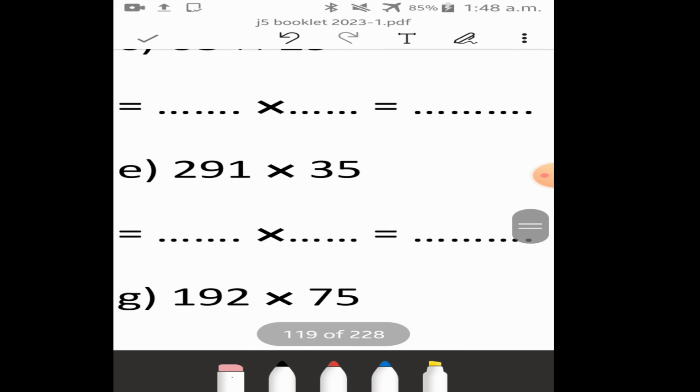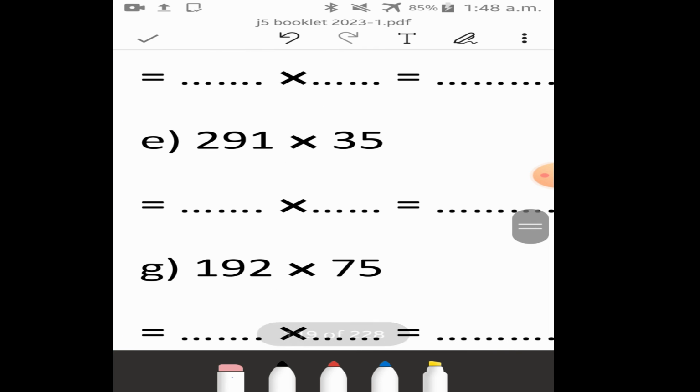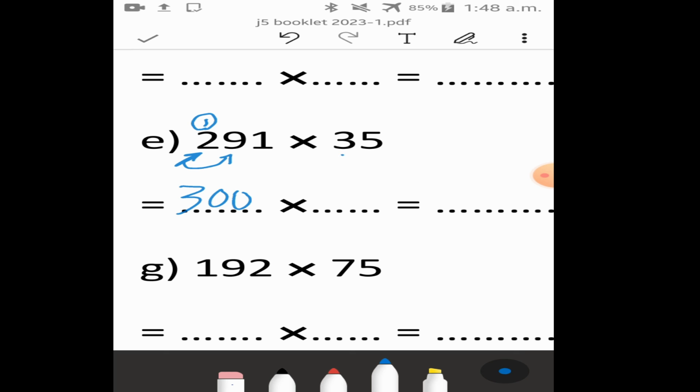if we have 291 times 35. So round each number to its biggest place value. So here we have 291. The biggest digit here is the number in hundreds. So round this number. We have here 2. Before 2 we have 9. 9 is rich, give this 1. So 291 becomes 300. And 35, I have here 3 in tens.